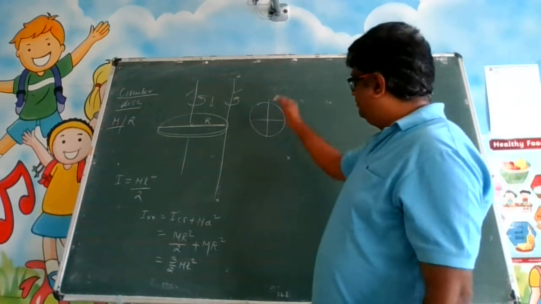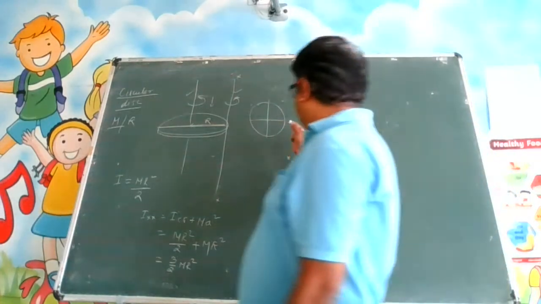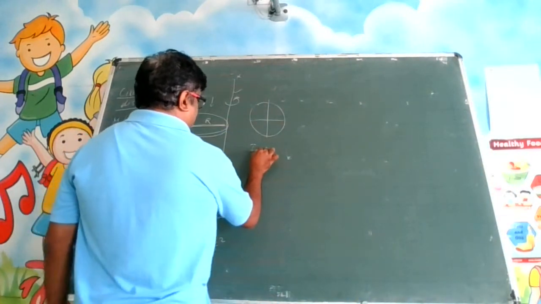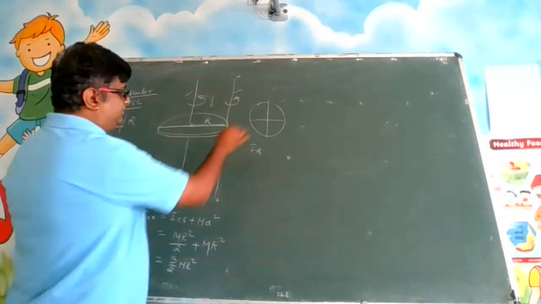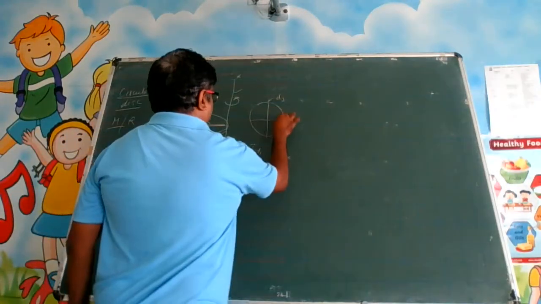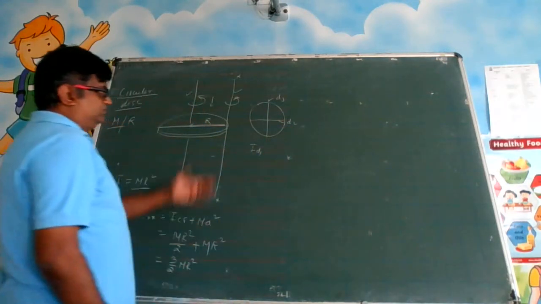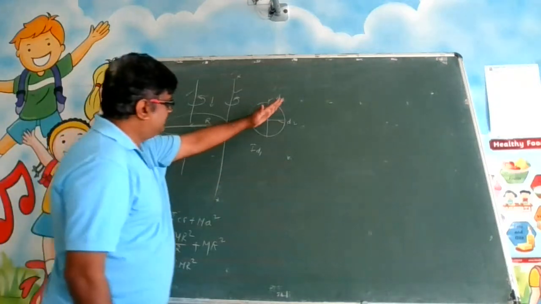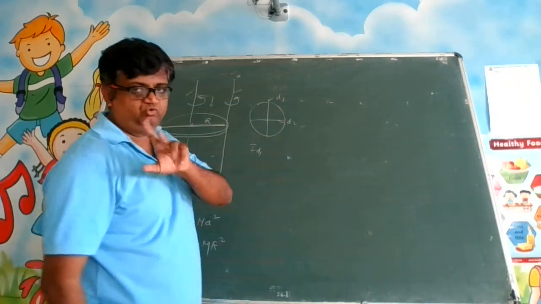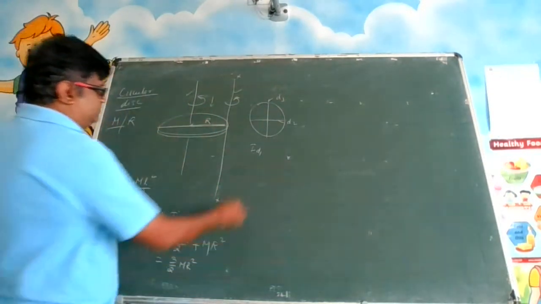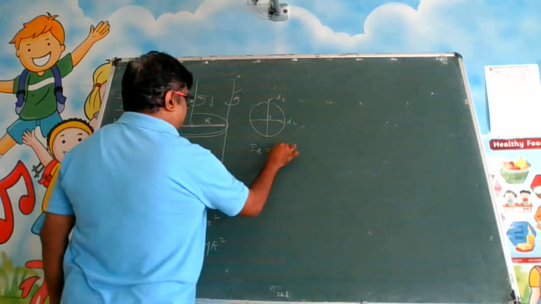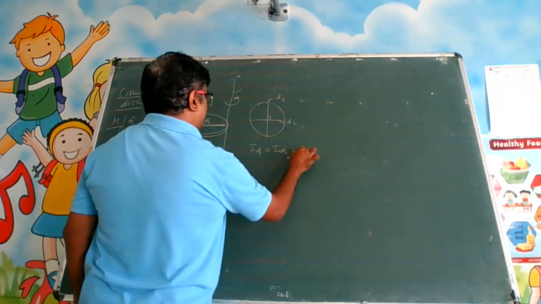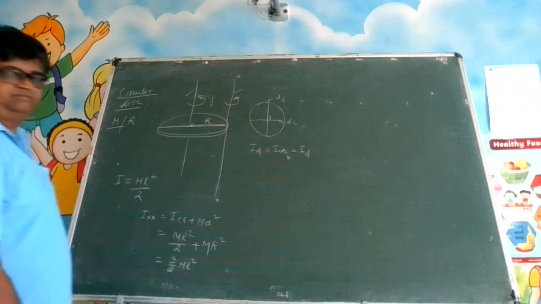Okay? Because they are symmetrical, so diameter, let us say ID1, we will say of diameter 1. This is my diameter 1 and this is my diameter 2. Because they are symmetrical, the diameter can be like this. But I have chosen two diameters which are perpendicular to each other. Okay? So ID1 is equal to ID2 is equal to ID, let us say.